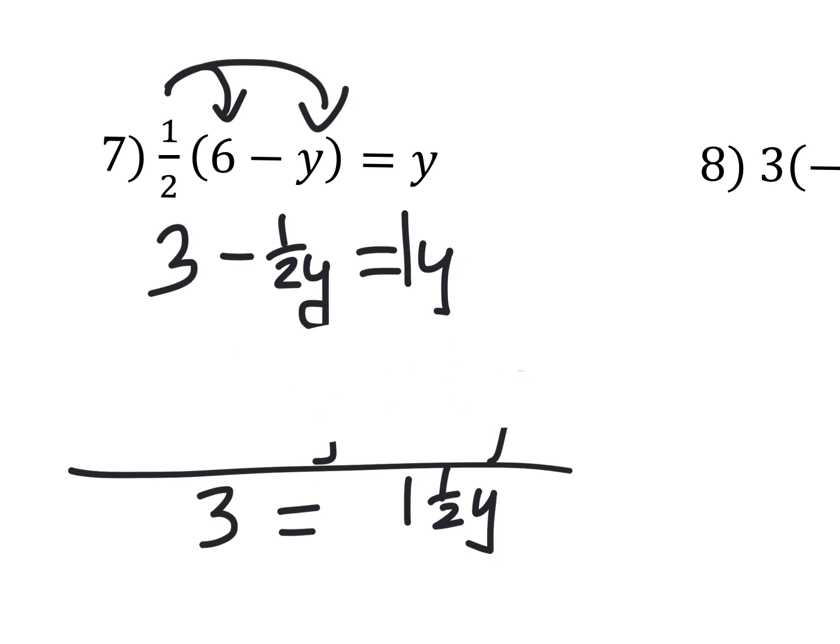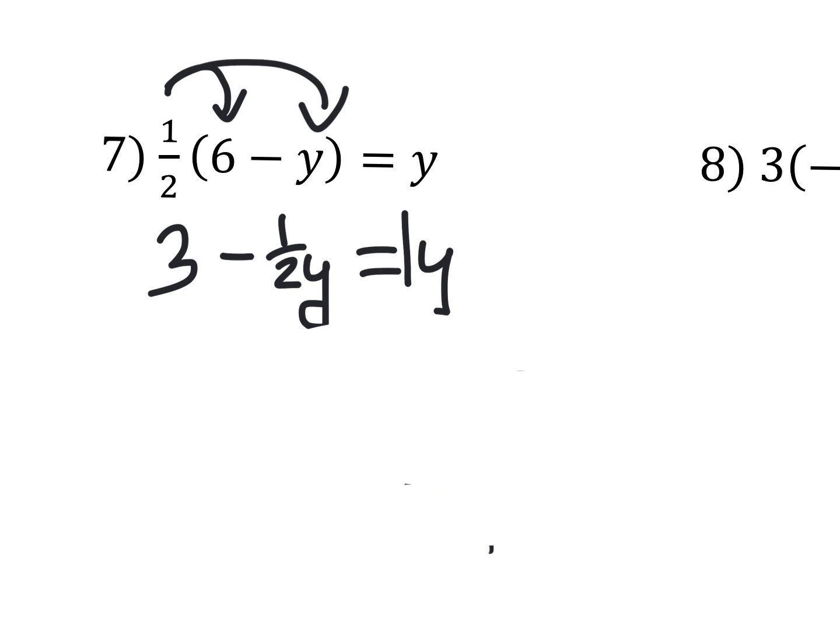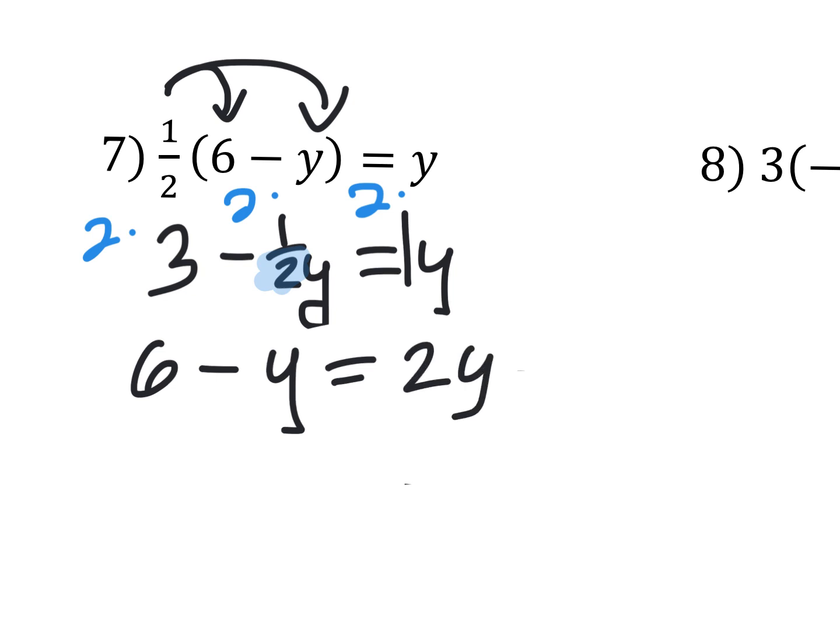Once you do that distributive property, get rid of that 1/2. How are you going to get rid of that 1/2? You're going to multiply everything by 2. Exactly. So personally, I would get rid of that by multiplying everything by 2. So 2 times 3 is 6. Those 2's are going to cancel, so you're just going to have a minus y, because you don't really need that 1. And then this will be 2y.